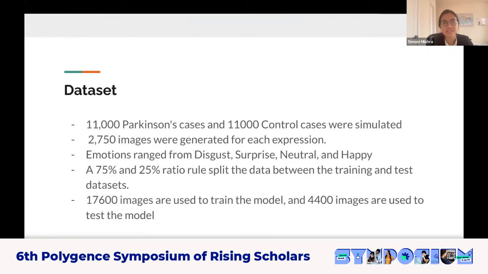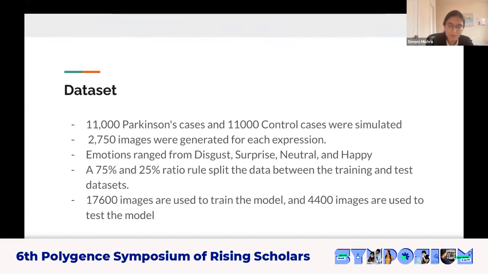Looking into the data set itself, at the end of the day, I generated about 22,000 different images, with 11,000 for Parkinson's cases and 11,000 for control cases. I covered about 4 different facial expressions, including disgust, surprise, neutral, and happy. Of all of that data, 75% was split for my training data set, and then 25% was kept for my test data set. And that will come up a little later.